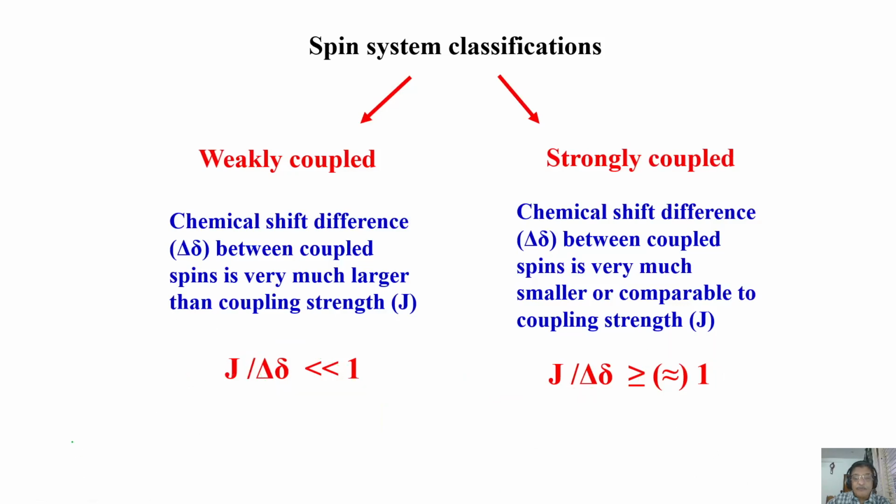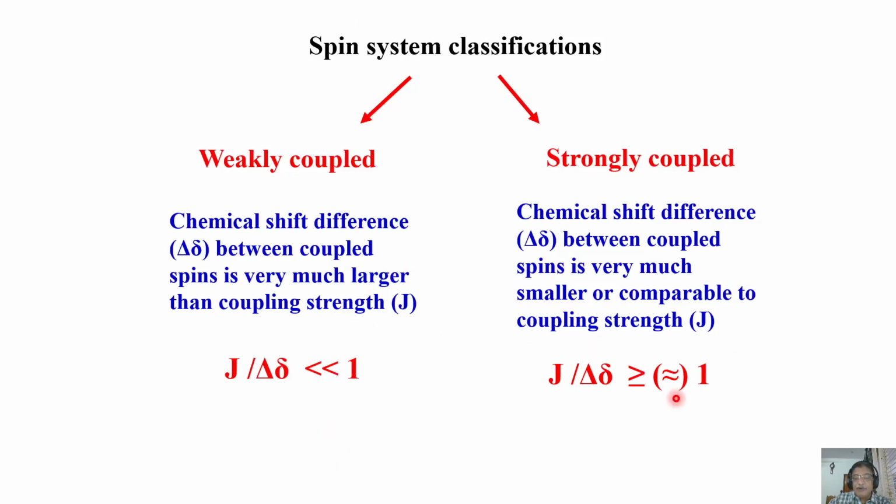Please do not get confused. In this example, what I'm trying to say is, in this case, J by delta is much smaller. The chemical shift separation has to be a very large value for a weakly coupled spin system.